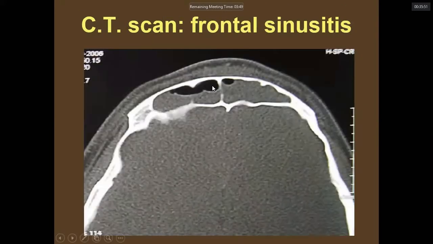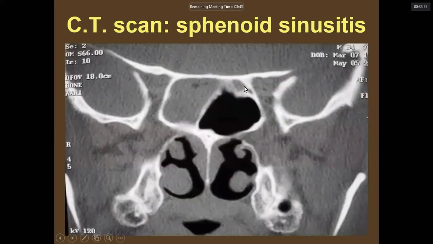Frontal sinusitis, look at the air-fluid level. This is the air and this is the fluid. In the sphenoid sinus, sometimes you can get a thin septum. The sphenoid sinus is a midline structure, so there is nothing called left or right, but sometimes there can be a septa demarcating the left and right sides.